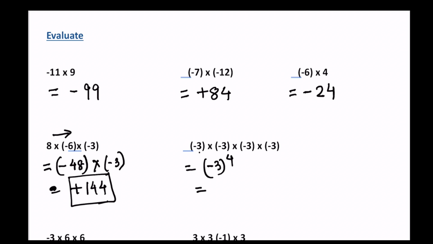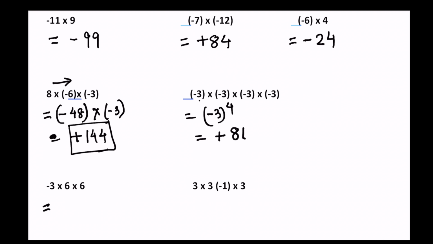Minus 3 to the power 4. As 4 is an even number, the resulting number is definitely positive, and 3 times 3 is 9, 9 times 3 is 27, 27 times 3 is 81. So positive 81 is the answer of this problem.